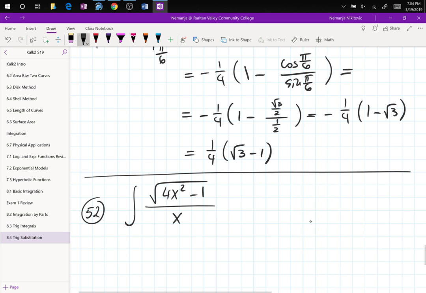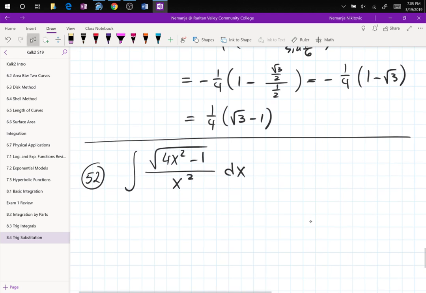So here is the problem. The integral of the square root of 4x squared minus 1 divided by x squared dx. Flip it. And as we draw our triangle here, the theta, what is my hypotenuse? It's 2x this time.